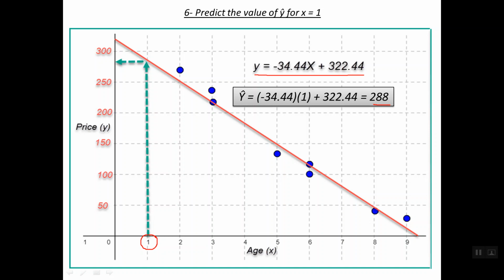If you draw a vertical line from x equal 1 till it intersects the regression line, and take from this intersection a horizontal line, we have the y hat, which is equal to 288. So for a car with age of 1 year, the price of this car is 288, of course multiplied by $100. As you see here, x equal 1 is not included in our original range for x, because our range of x is simply between 2 and 9. So this process is called extrapolation.